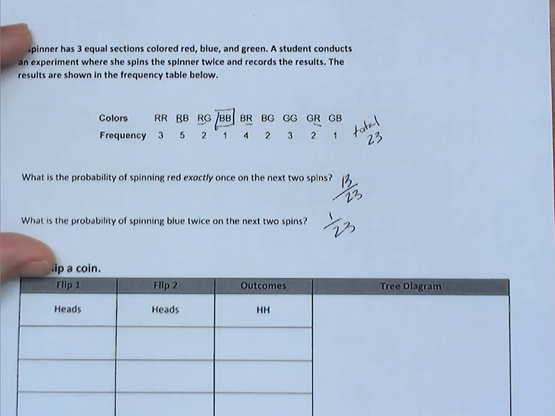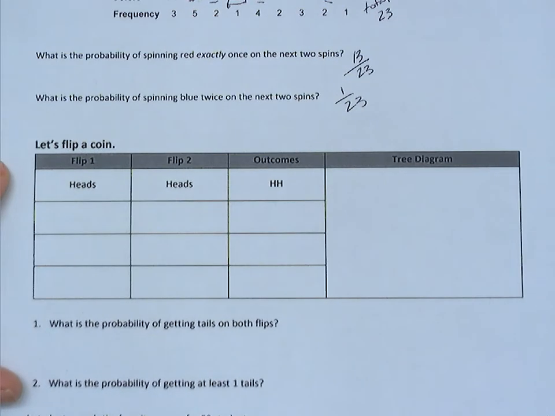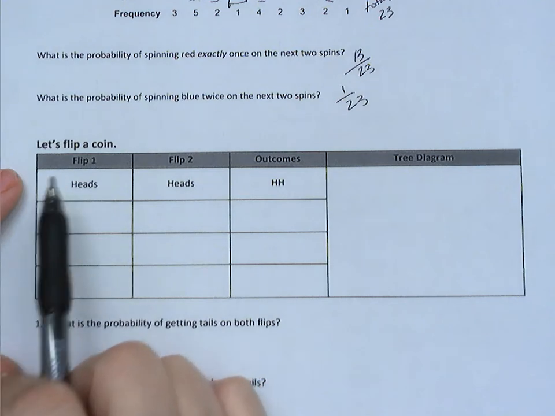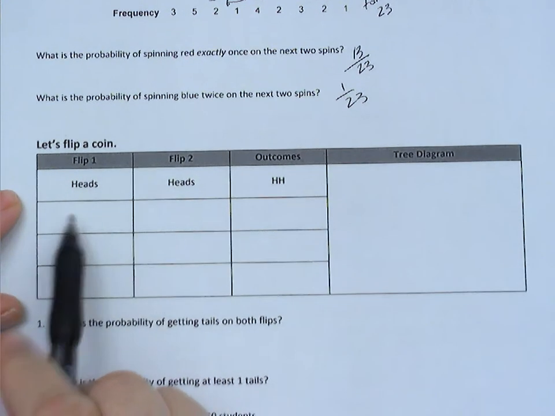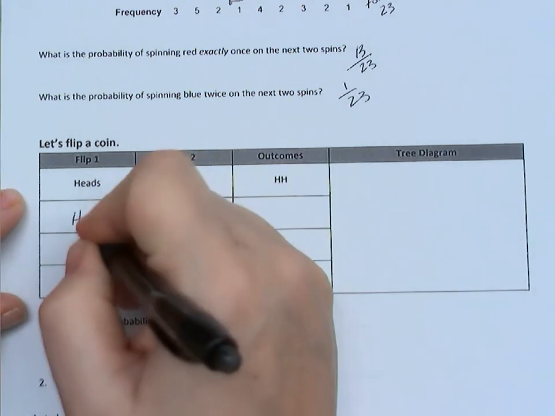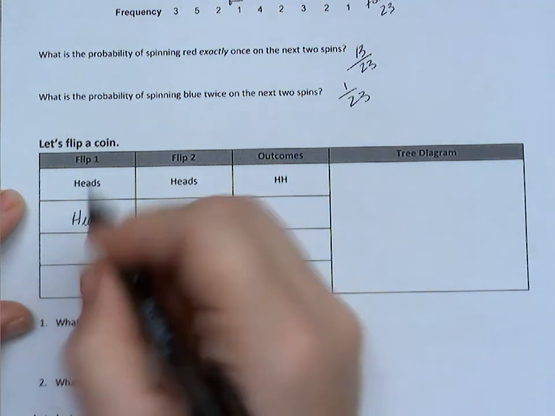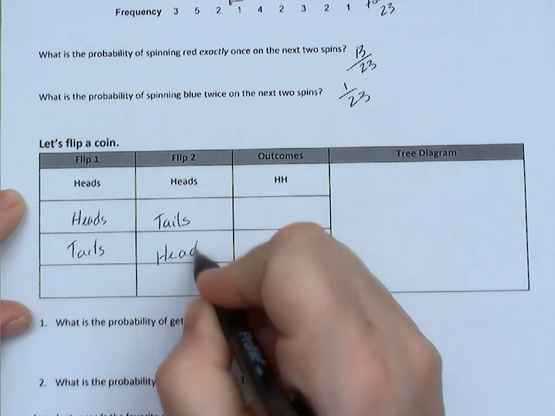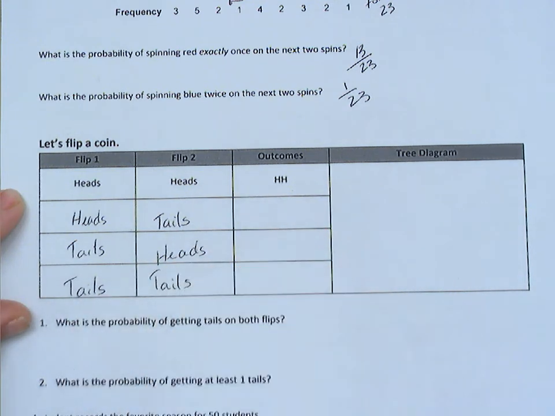Okay, and remember this is experimental probability. This is a frequency table showing me what happened during the experiment. Okay, now we're going to look at some theoretical probability. Theoretical probability says, well, what are the possible things that could happen? So if I flip a coin and I flip it twice, I can get heads the first time and heads the second time. But then I could also flip it and get heads the first time and tails the second time. Or I could flip it and get tails and then heads. Or I can flip it and get tails and then flip it again and get tails. Those are my possible outcomes.